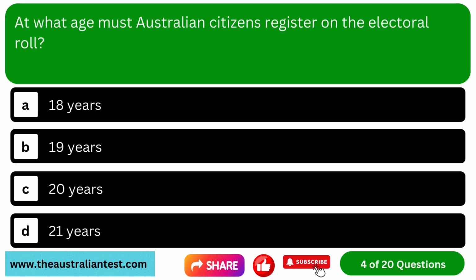Question 4. At what age must Australian citizens register on the electoral roll? Option A, 18 years. Option B, 19 years. Option C, 20 years. Option D, 21 years.